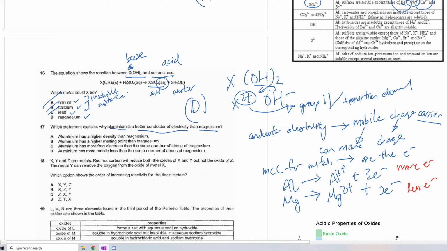Option A, aluminium has a higher density than magnesium. Density is not really related to electricity. Same for melting point. Alright, how about option D? It has more mobile ions. Actually, ions are not the ones carrying the electricity, so option D cannot be the answer. Option C, there are more free electrons than the same number of magnesium atoms, so the correct answer is C.